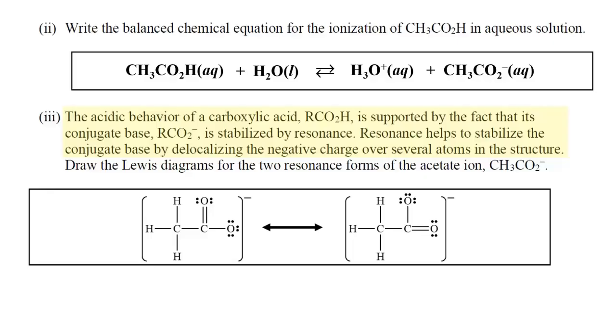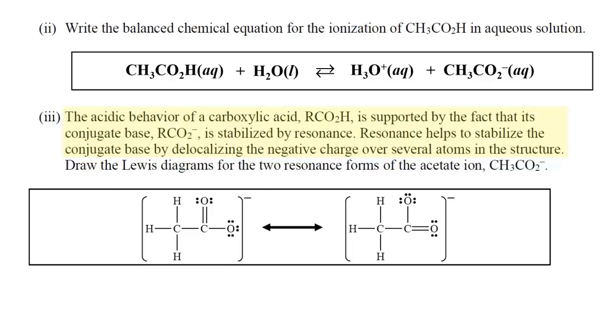So what does resonance do to stabilize the conjugate base? Well, it delocalizes the negative charge over 2 different oxygen atoms in the structure. It's more stable if that negative charge can be delocalized over 2 different oxygen atoms than if that negative charge were localized on a single oxygen atom. That would be less stable. So delocalizing the negative charge over 2 different oxygen atoms helps to make it more stable.